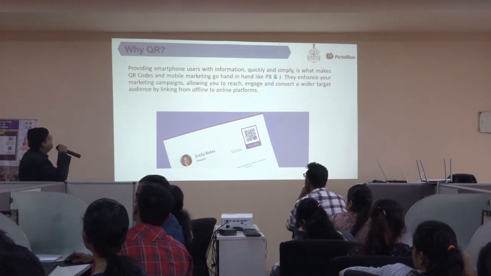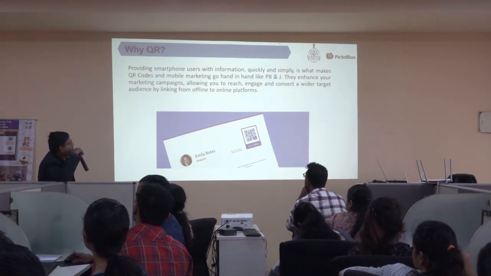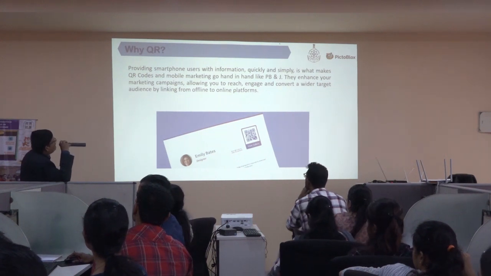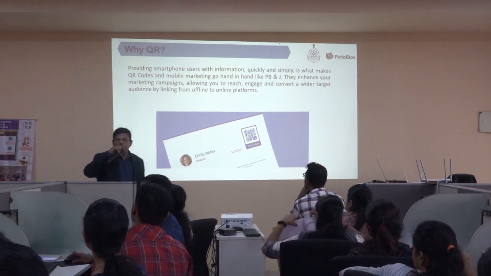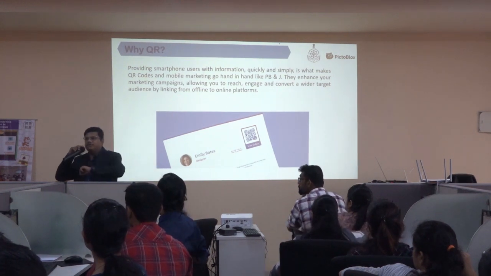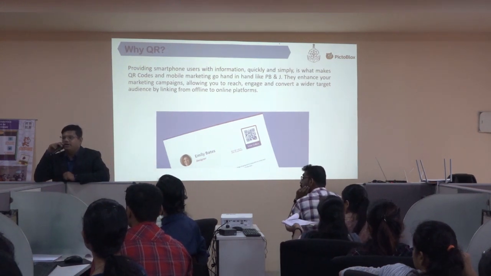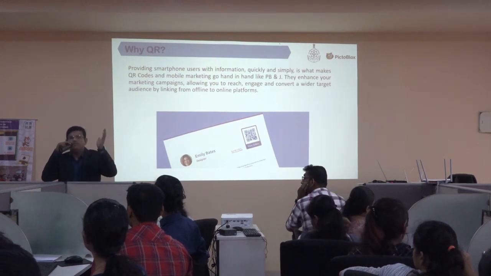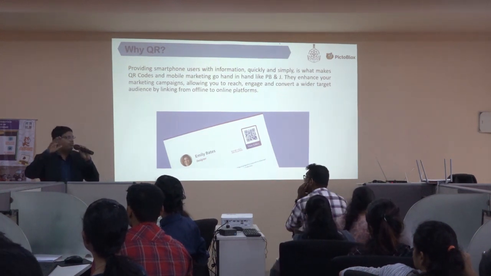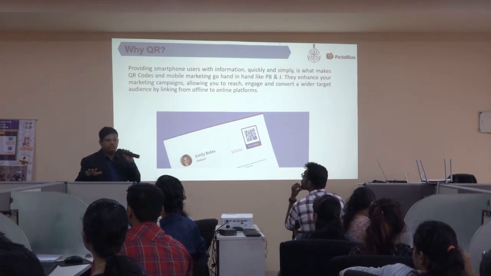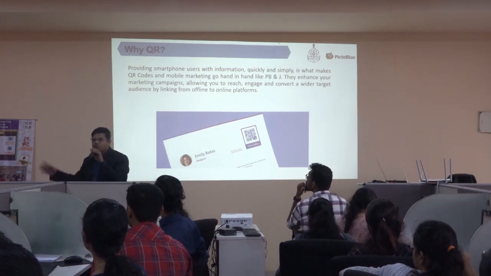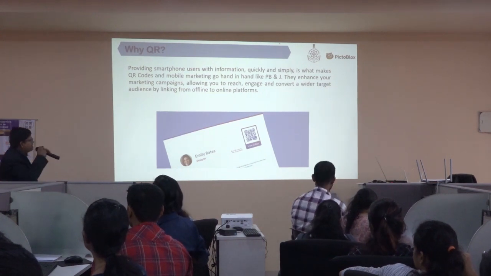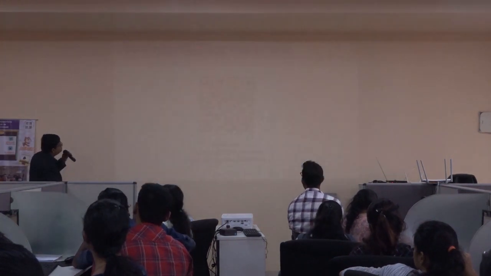So basically, it's providing smartphone users with the information quickly and simply, and that is what makes a QR code in mobile marketing go hand in hand. If you remember, in the morning, Sayesh mentioned empathy, right? How exactly did UPI go high, why? Because now the QR codes and the phone are very easy to scan and you are already having them. You don't have to carry the credit card, debit card with you. So this is how the marketing works.